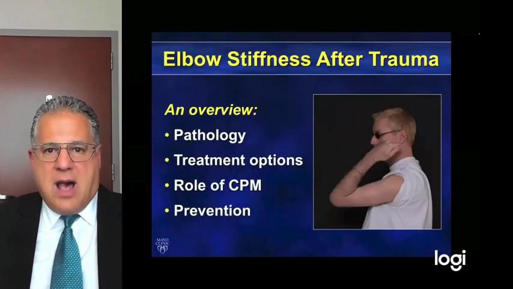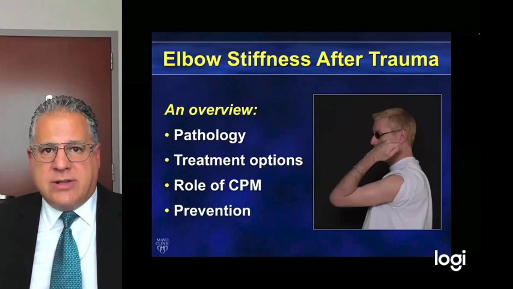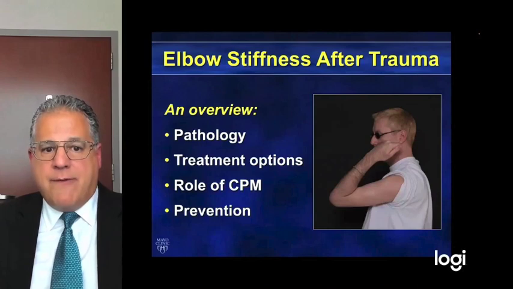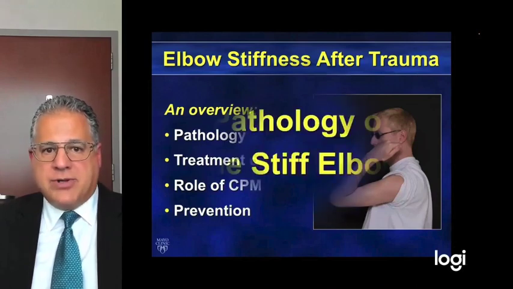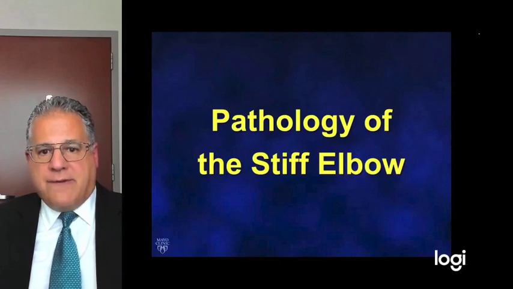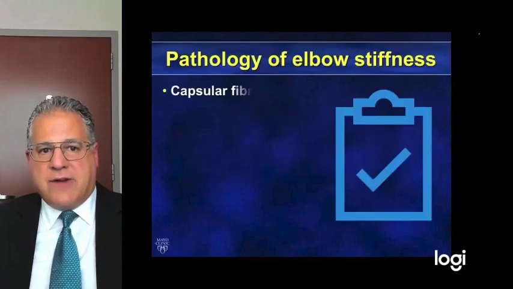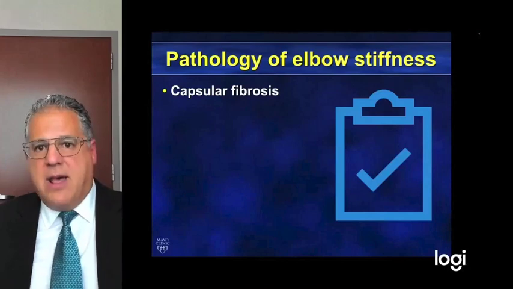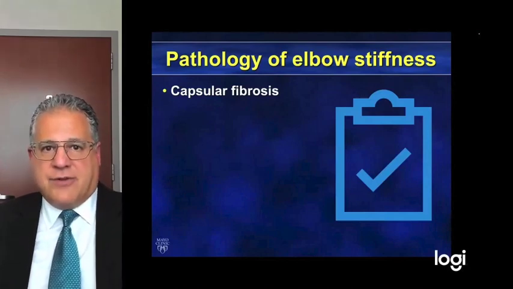So tonight, I'd like to provide an overview of the pathology that underlies stiffness after trauma, discuss a few elements of the treatment options, provide new information on the role of CPM, and close out with a few words on prevention. Regarding the pathology of the stiff elbow, of course, capsular fibrosis is central and essentially present in every elbow that becomes stiff after trauma.